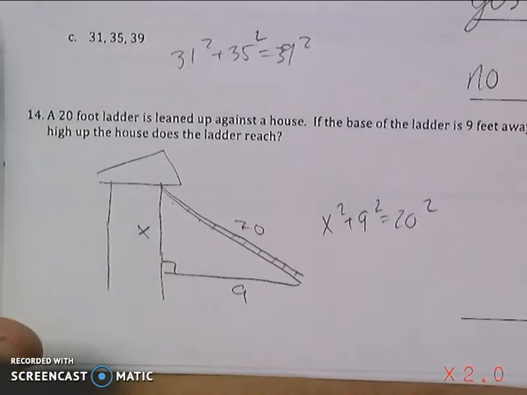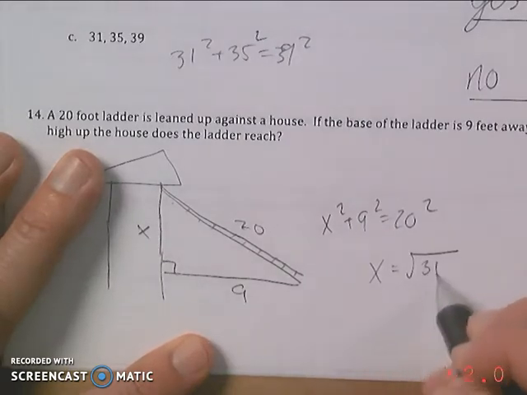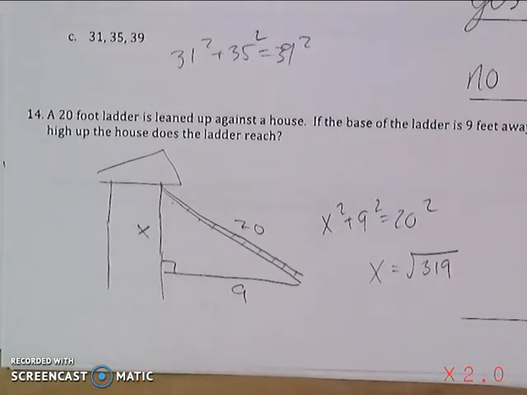I think I did this problem already. So we get the value of x to be the square root of 319. Doesn't end up being perfect, but I believe it's around 17 or 18 about. Okay.